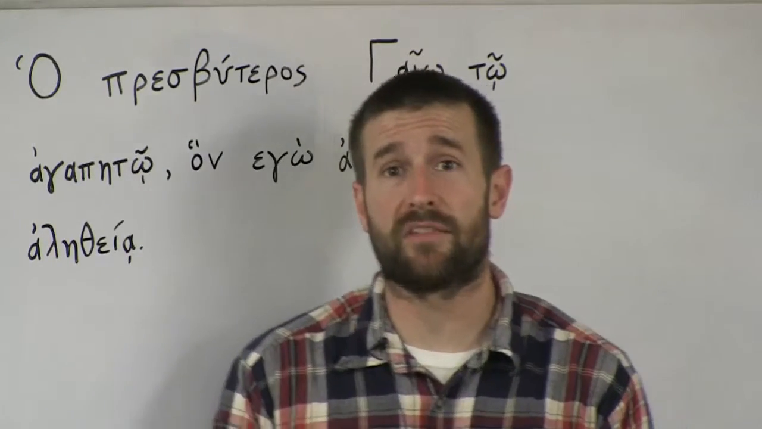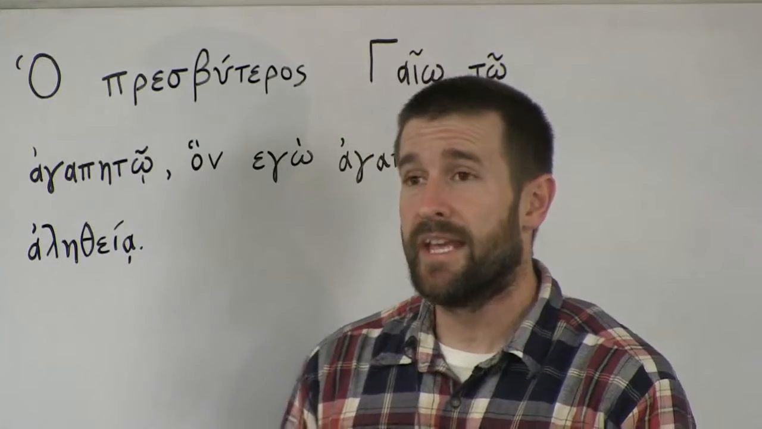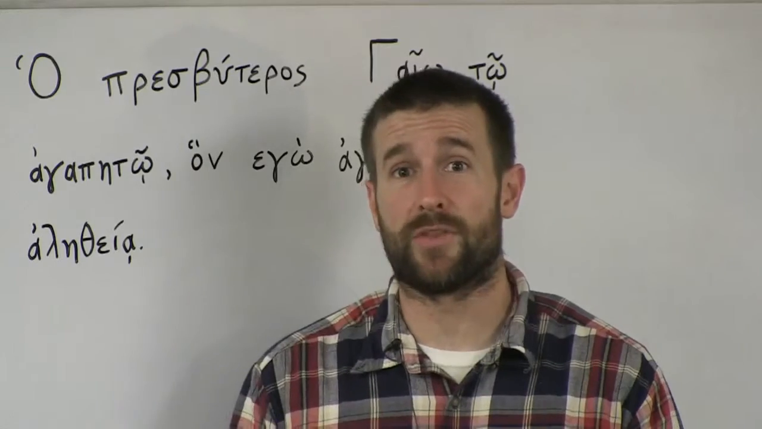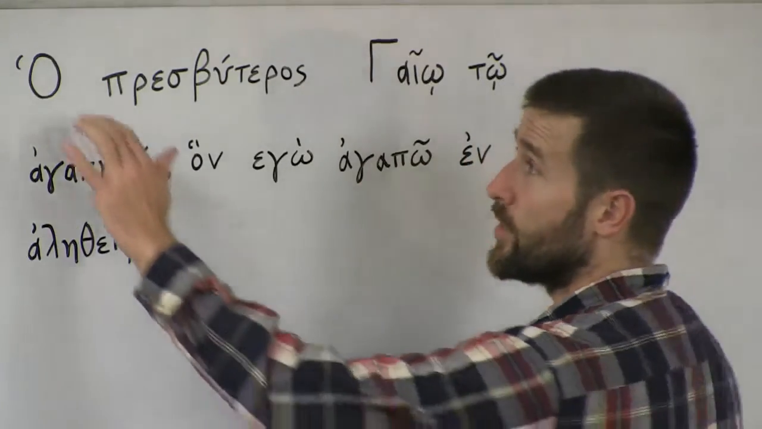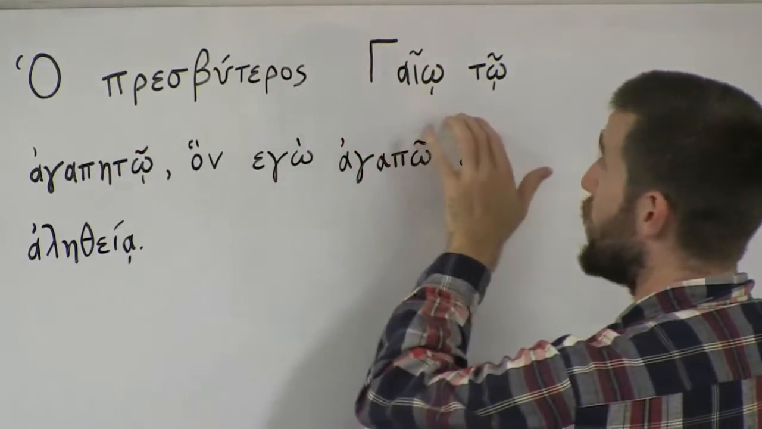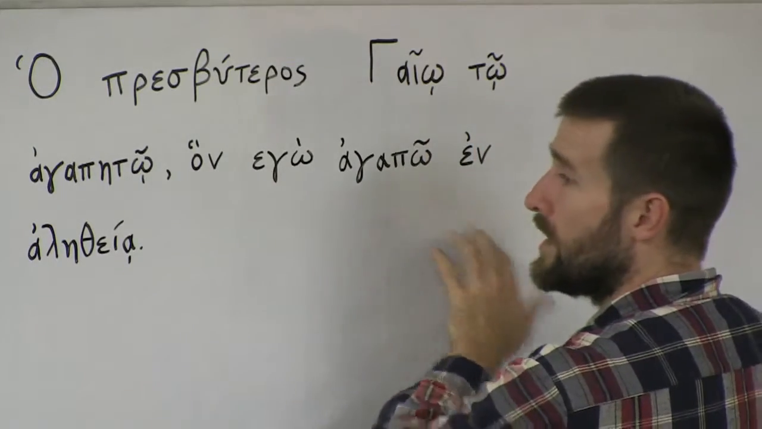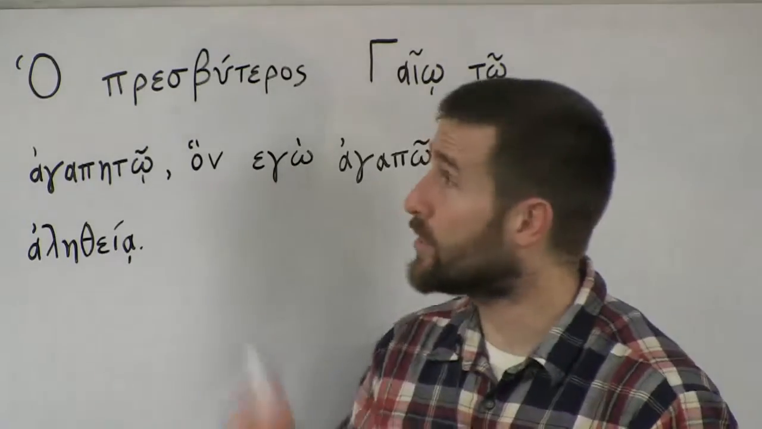Today I want to talk about 3 John verse number 1. In English, this verse says, "The elder unto the well-beloved Gaius, whom I love in the truth." In Greek, this is o presbyteros Gaio to agapito, on ego agapo en aletheia. All right, now let's go through this word by word.